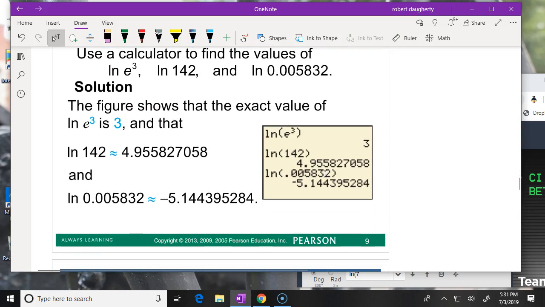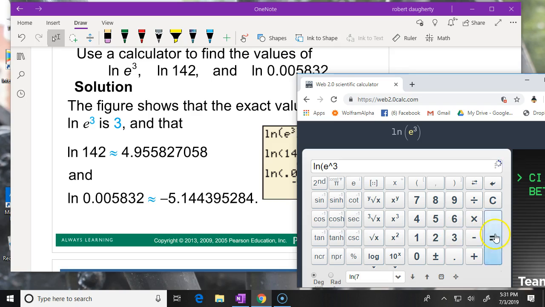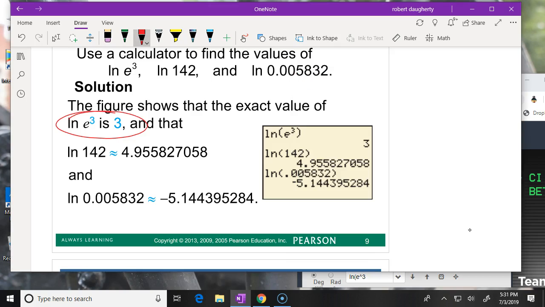So let's use our calculator to figure out a few of these. The natural log of e to the third power. So let's clear this. So natural log, and I'm going to have e, and I'm going to raise that to the third power. So natural log of e to the third power is 3. And that's what you see here. So natural log of e to the third is 3.